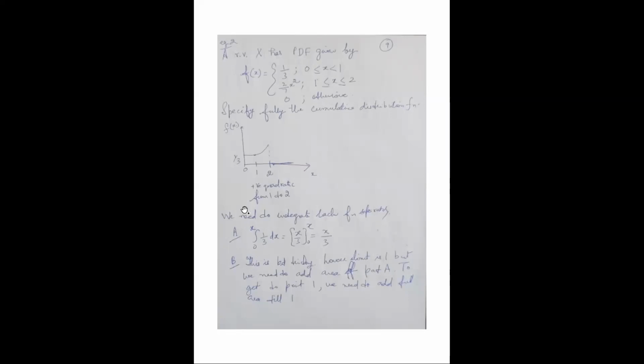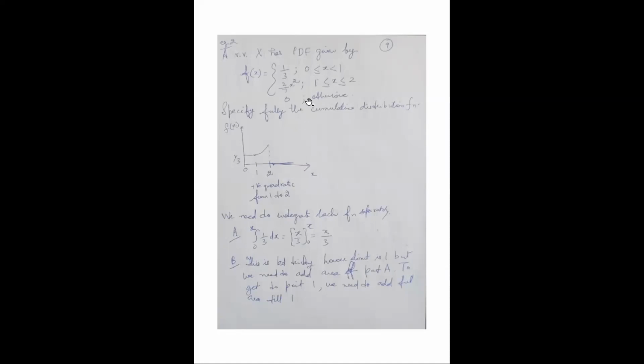So what is the lower limit? The lower limit is 0 for the first function. Lower limit is 0, and I will integrate it from 0 to x. The function is 1 by 3, so 1 by 3 dx, the value comes out to be x by 3. Now this is the cumulative distribution function for part A of this question.